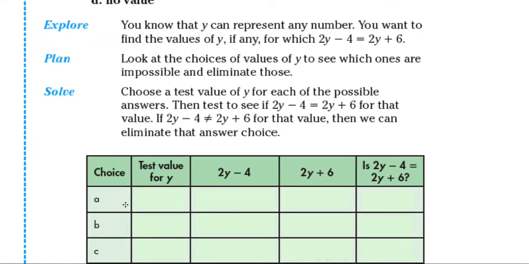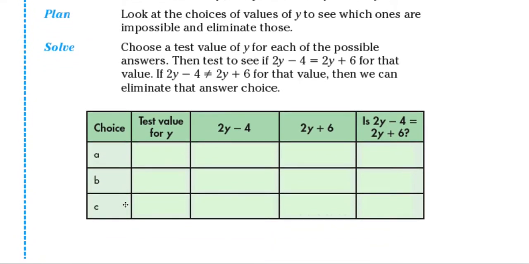Choose a test value for each of the possible answers, then test to see if 2y minus 4 is equal to 2y plus 6 for that value. If it is not equal for that value, then we can eliminate that answer choice. Let's look at choice A, and let's say negative 3, because choice A means all negative numbers. So if we let y represent negative 3, this becomes 2 times negative 3 minus 4, or negative 6 minus 4, simply negative 10.